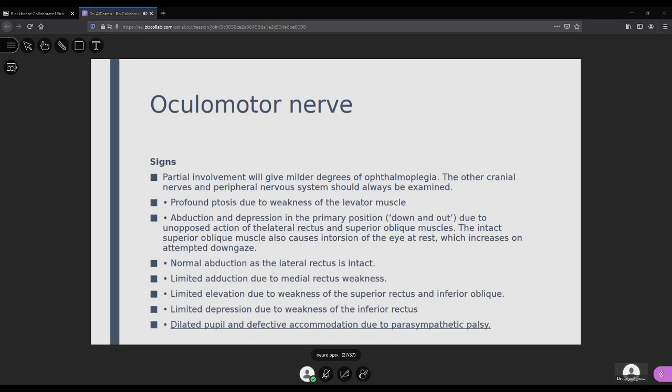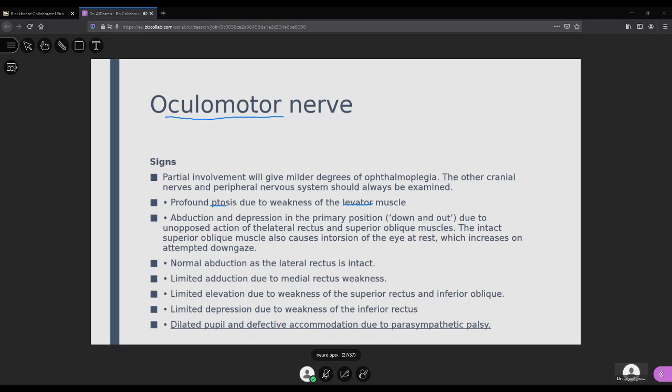Yeah, you should do a nervous system examination. Profound ptosis, these are signs. Profound ptosis is due to weakness of the levator. So if I have oculomotor damage, any oculomotor action will be lost. Levator lost, so I get ptosis.